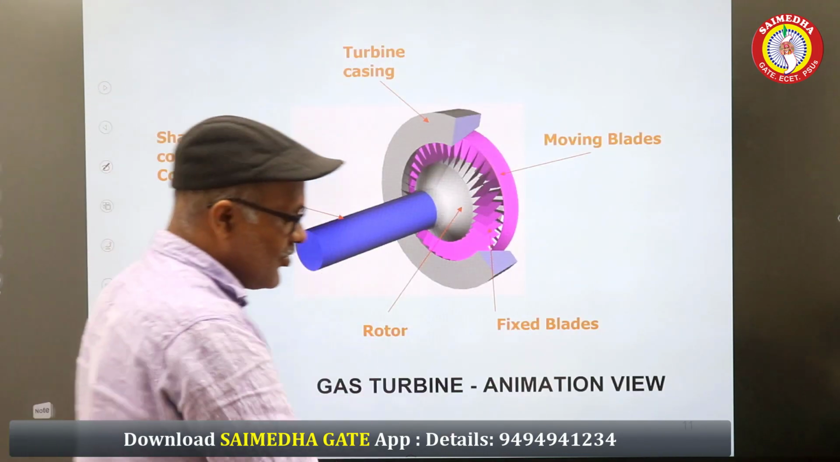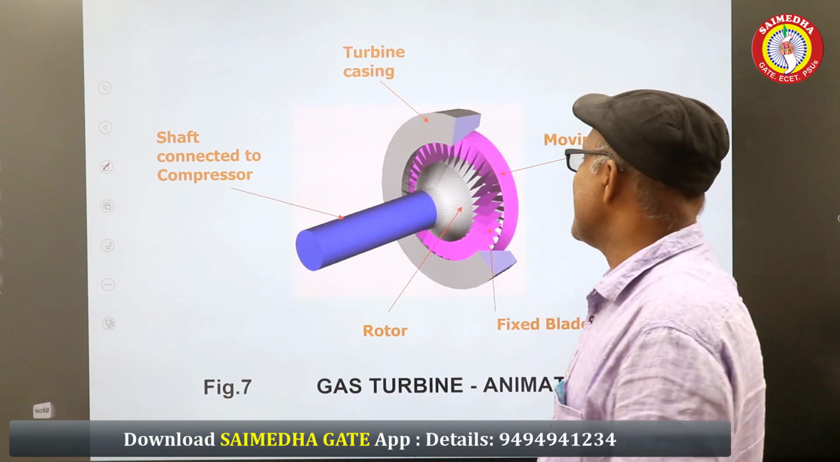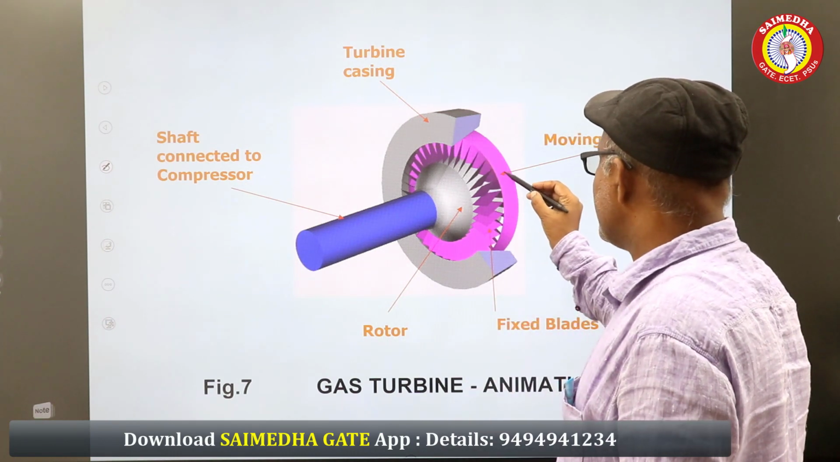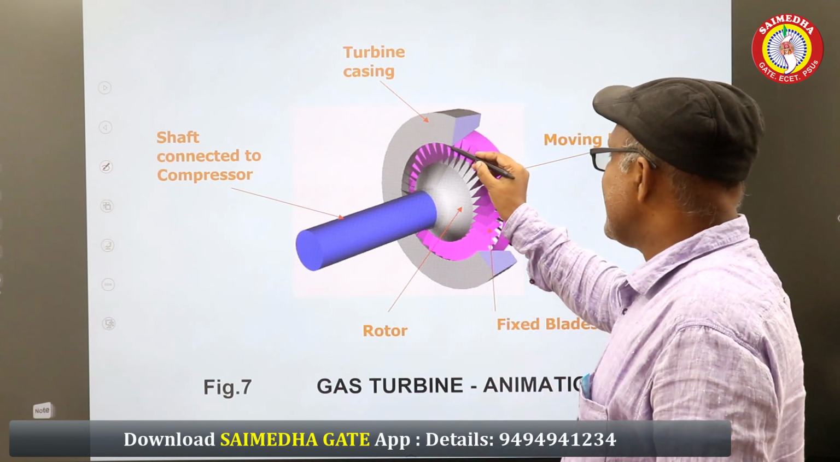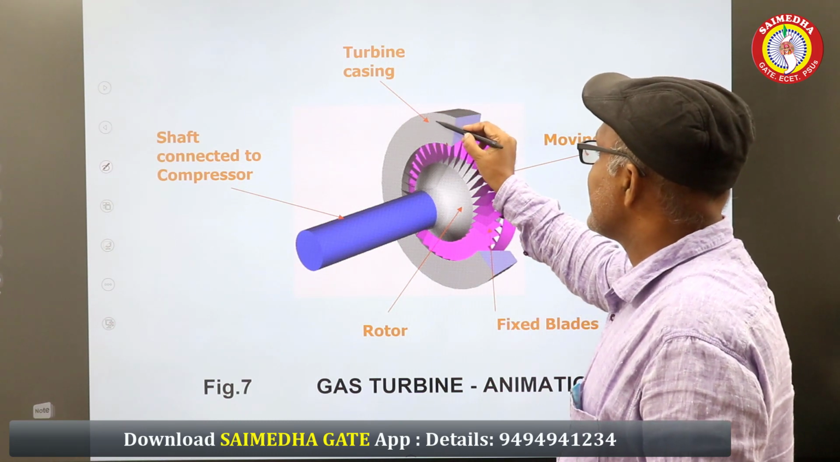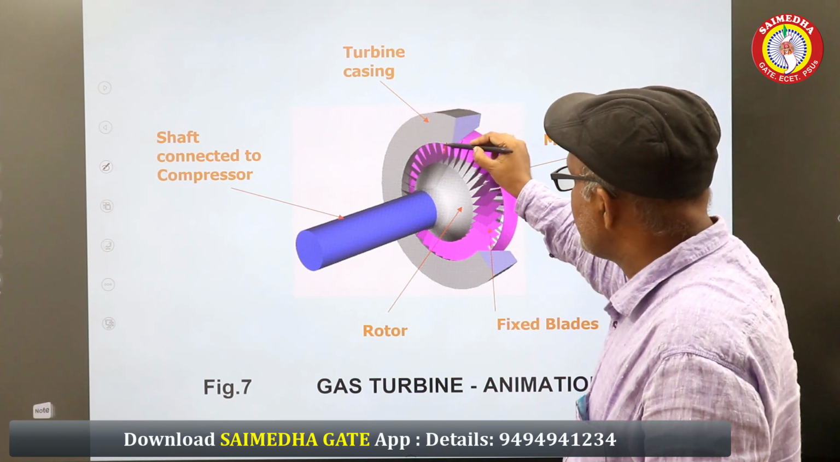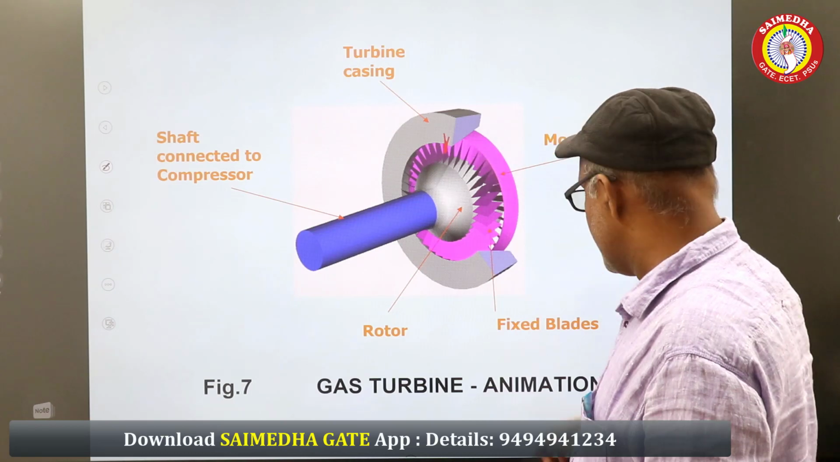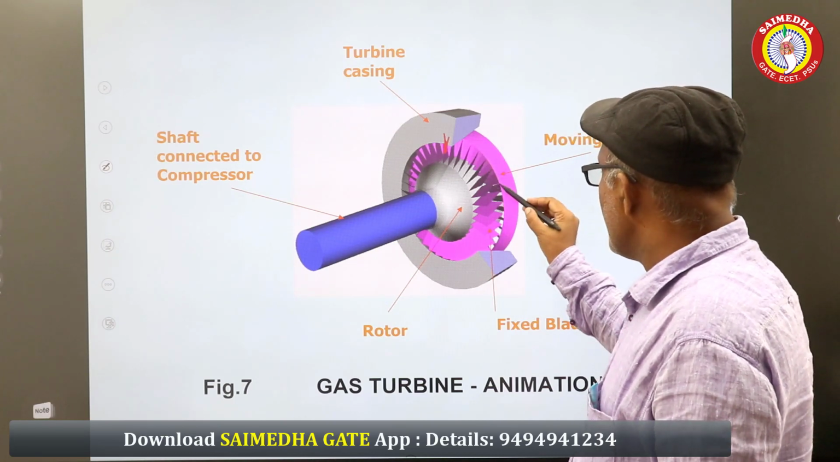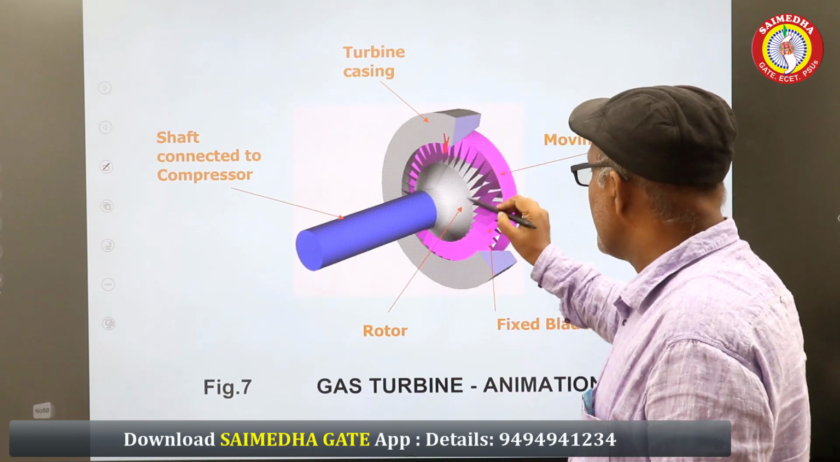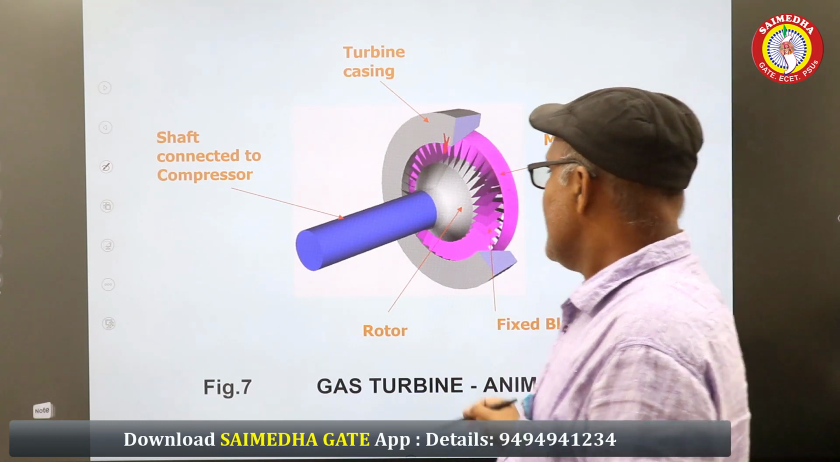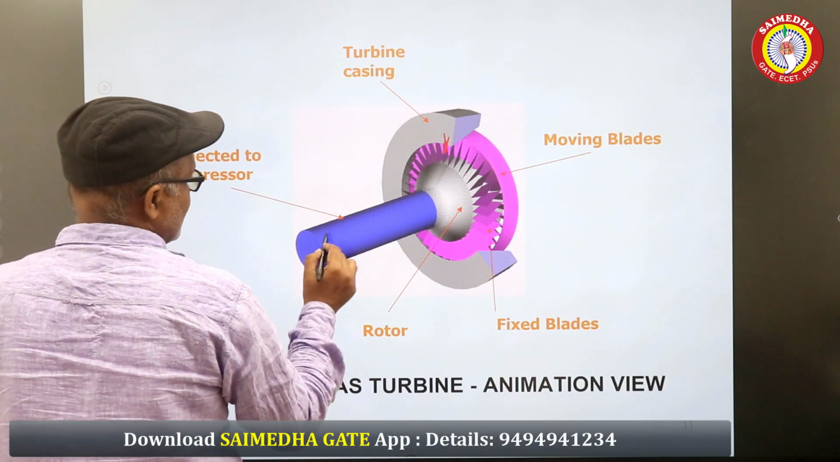Let's see. There is a beautiful animation, my dear friends. It is a moving blade. So here is a fixed blade. This is a casing. The fixed blades are fixed to the casing, and the moving blades are on the rotor hub. Next one. It is a shaft connected to the compressor.